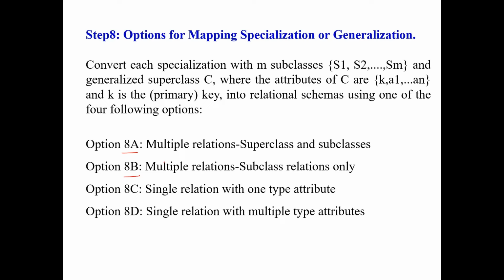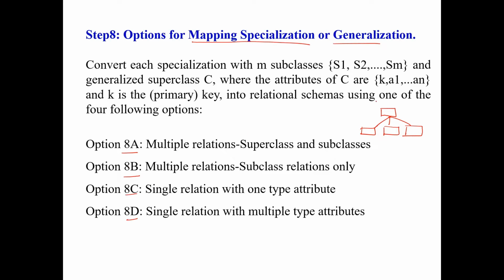Let's start with step 8, that is for the mapping of specialization and generalization. When there is a specialization or superclass-subclass relationship in any entity relationship model, then we can say that it is an enhanced entity relationship model. For such a specialization and generalization, there are 4 options in step 8: 8A, 8B, 8C, and 8D.